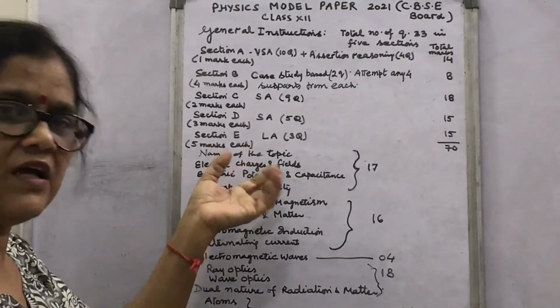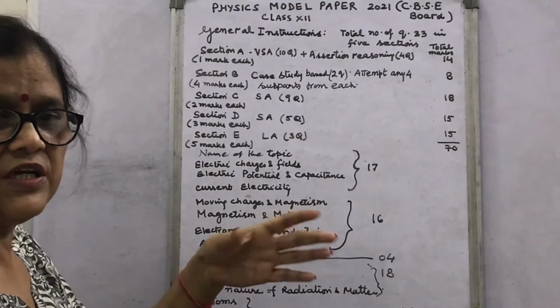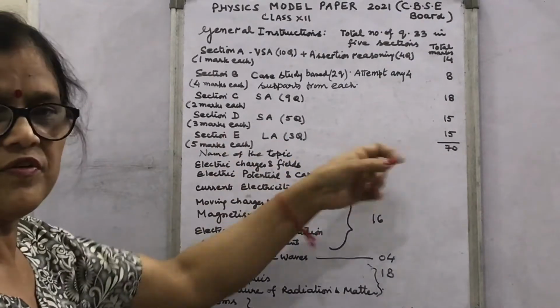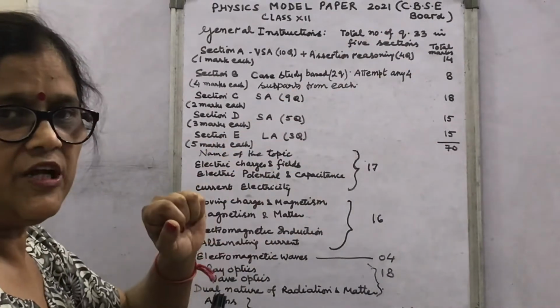Section E is as usual as it was in the previous year papers. 3 questions, internal choices, and 5 marks each, so total 15. In this way, the total marks are 70.